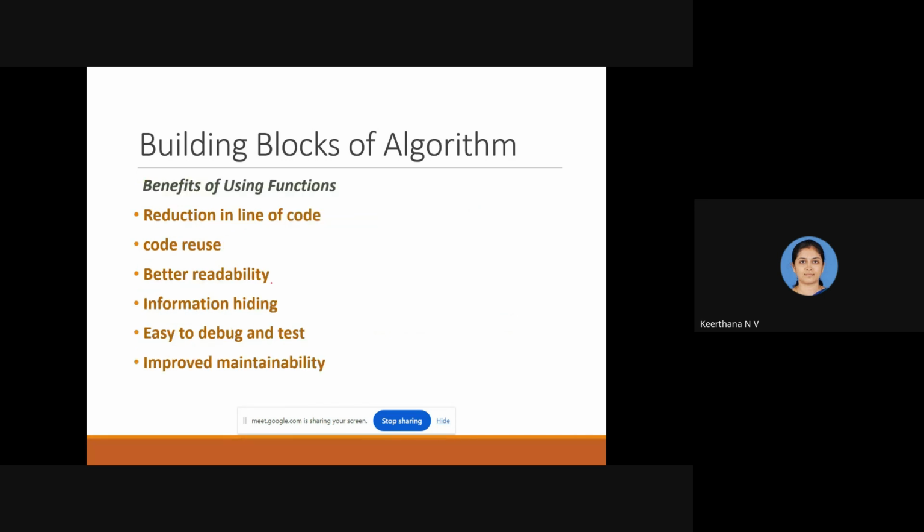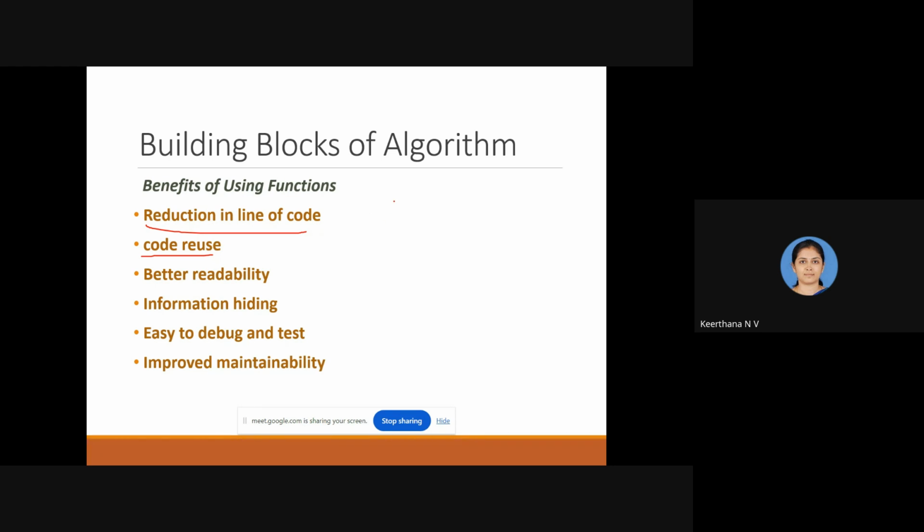So what are the benefits of using a function? The first one is reduction of lines of code. If you are using functions, your code will look smaller. If you are not using functions, the same thing introduced in a single program will take a maximum number of lines. If you are using functions, you get code reusability. You can use that function any number of times.